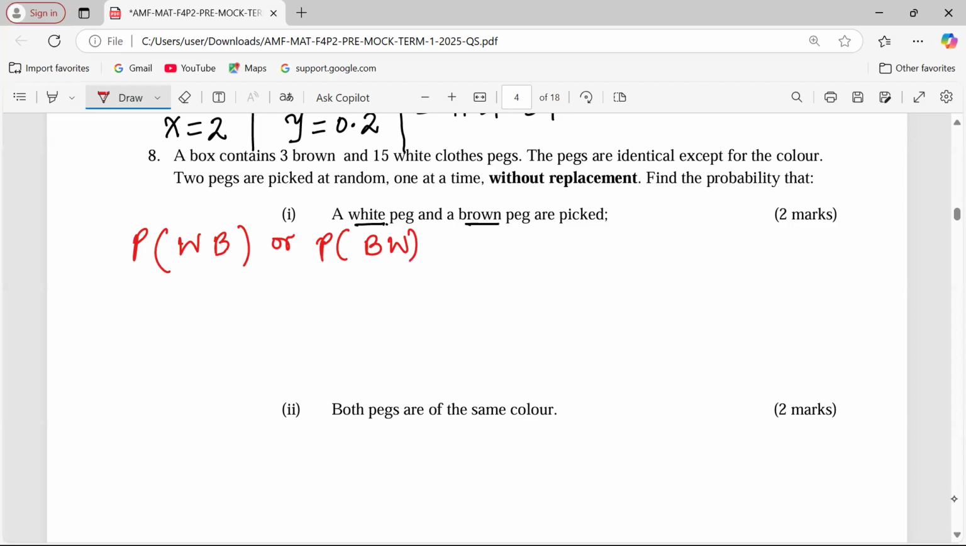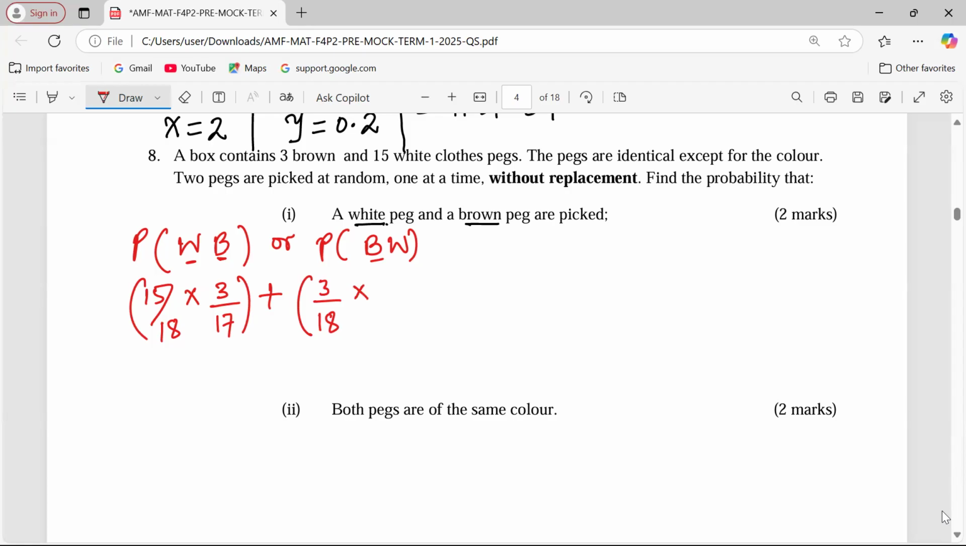So if we talk about white then brown, in the first picking, white is going to be 15 out of the total of 18, multiplied by picking brown. When you have picked white, the number of browns has not been affected. So browns have remained 3, but now it's out of a new total, which is 17. That is what you're supposed to know. Or means addition in probability. When you pick brown, that is going to be 3 out of a total of 18.